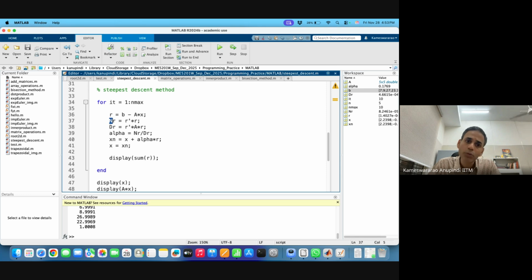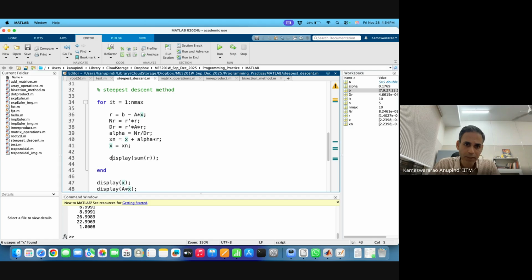And then I'm calculating the numerator. Numerator is R transpose times R. Denominator is R transpose times A times R. Then my alpha equals numerator by denominator. And then my xn equals xn plus alpha times R. And then when I go to the next iteration, I copy my x new to be equal to x old. X old is now the new xn.